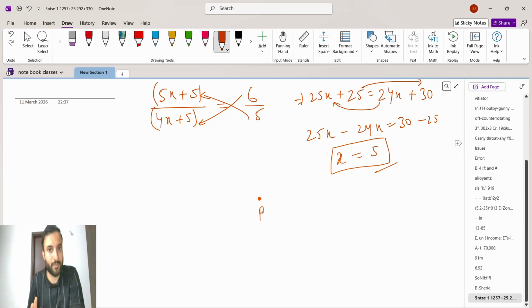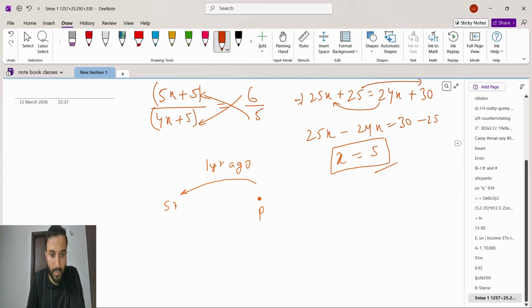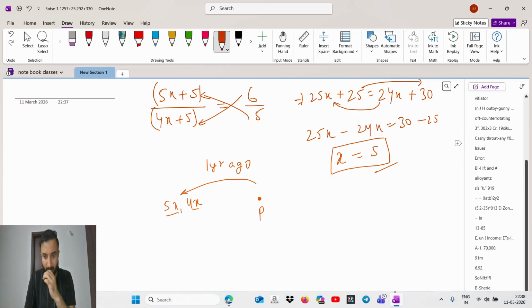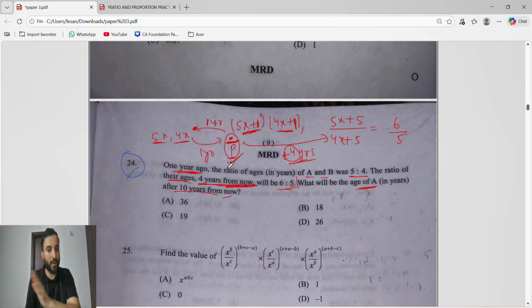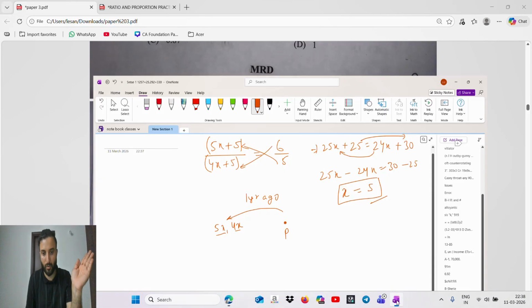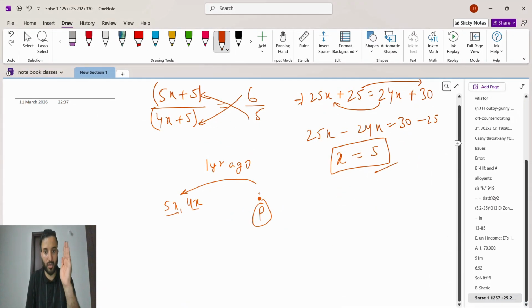So now see here, the scenario is what they said. This is the present age. The scenario is they said 1 year ago, A's age is 5x and B's age is 4x. What they said, guys, is 1 year ago A and B's ages were 5x and 4x. Okay, see here, this is the present age. From here, 1 year ago A's age is 5x, B's age is 4x.